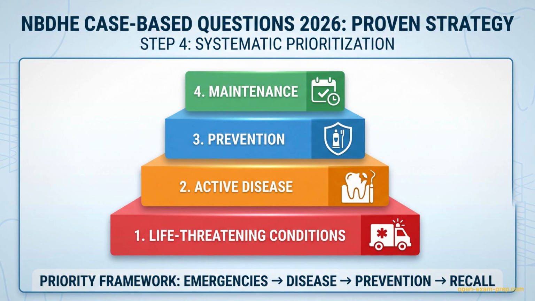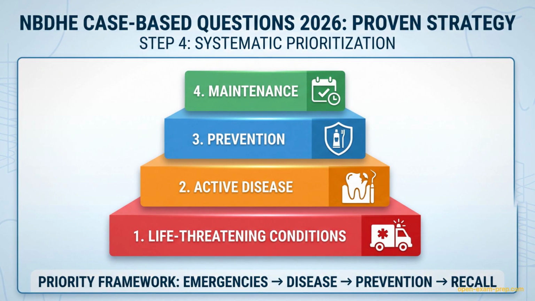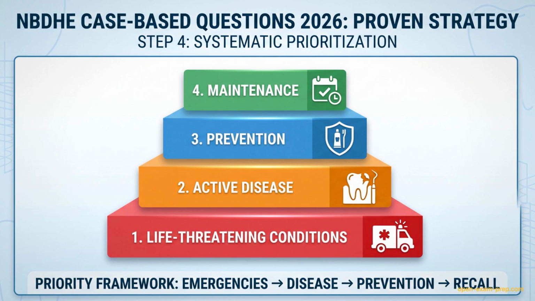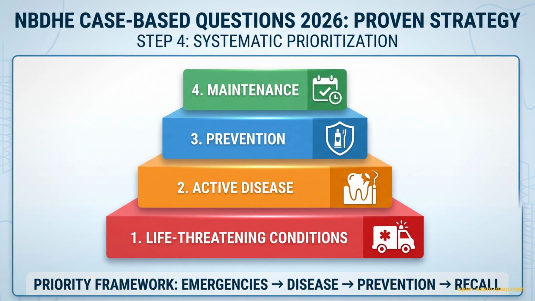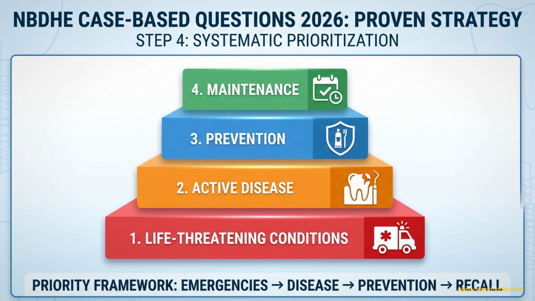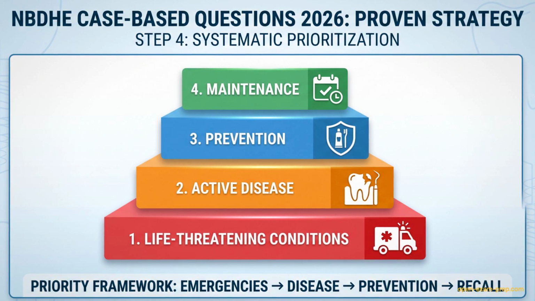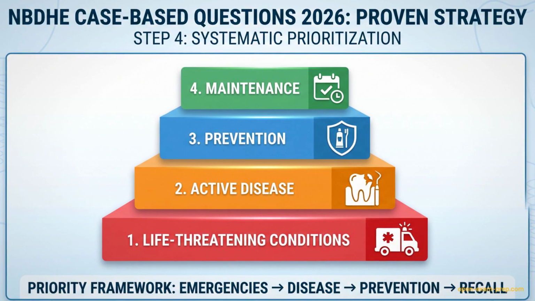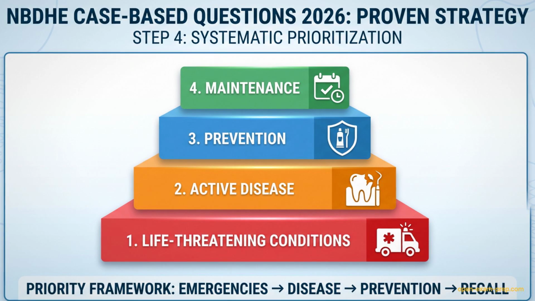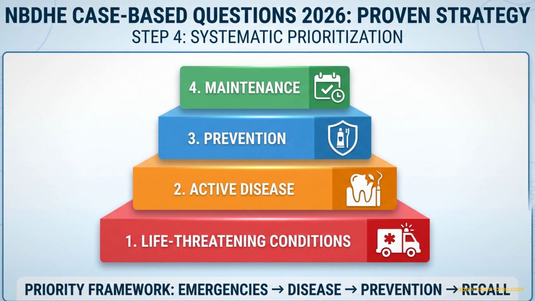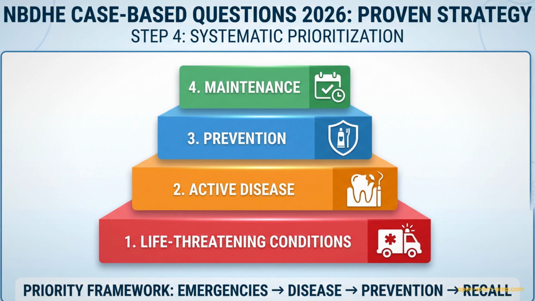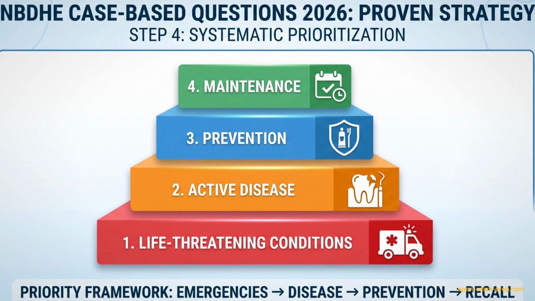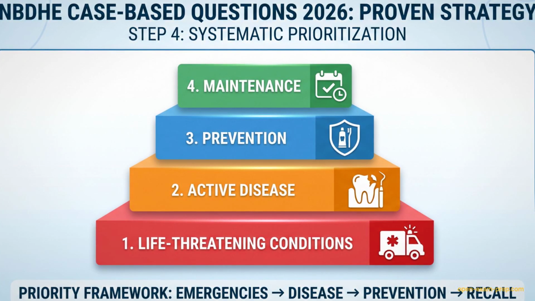After gathering all your data, it's time to answer the questions. For treatment planning, use a strict priority framework. First, always address life-threatening conditions or medical emergencies. Second, focus on controlling active disease, like treating advanced periodontitis or deep caries. Third comes prevention, such as applying fluorides or sealants. And finally, you can plan for maintenance, like determining the recall frequency. This hierarchy provides a logical, defensible structure for your answers, ensuring you always choose the most critical intervention first.